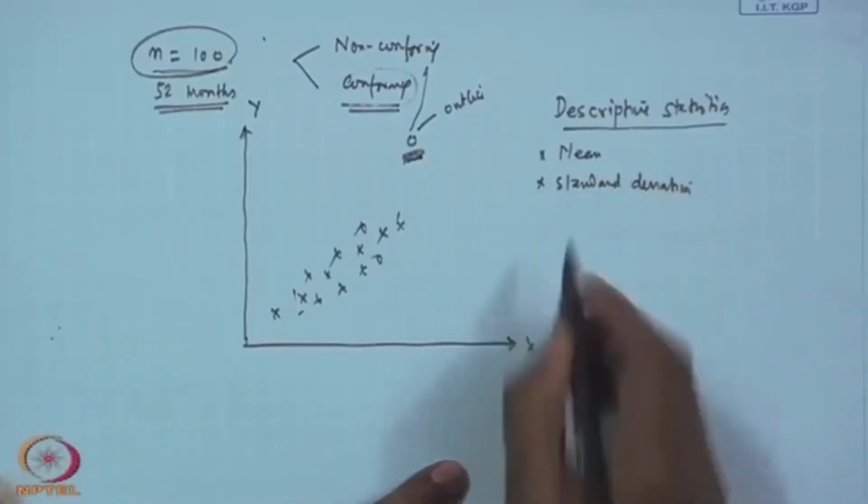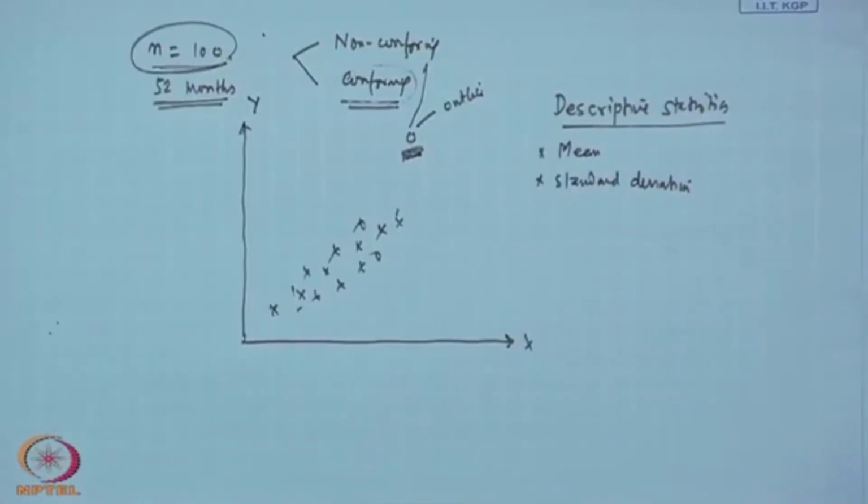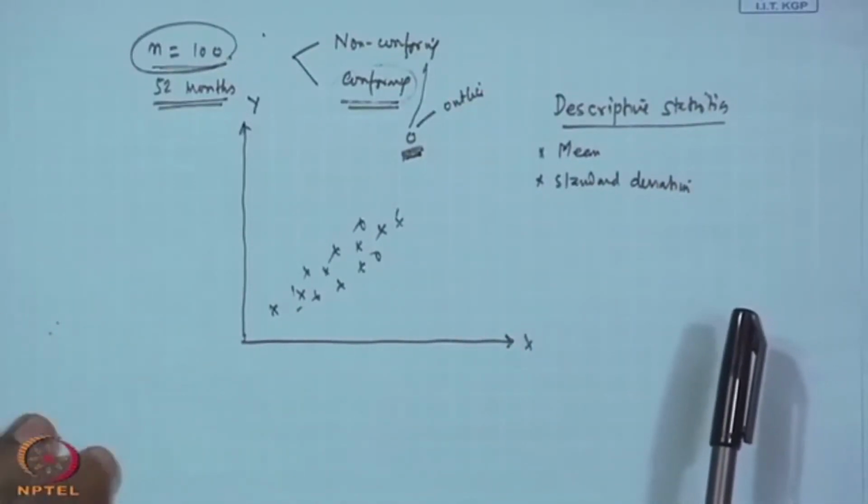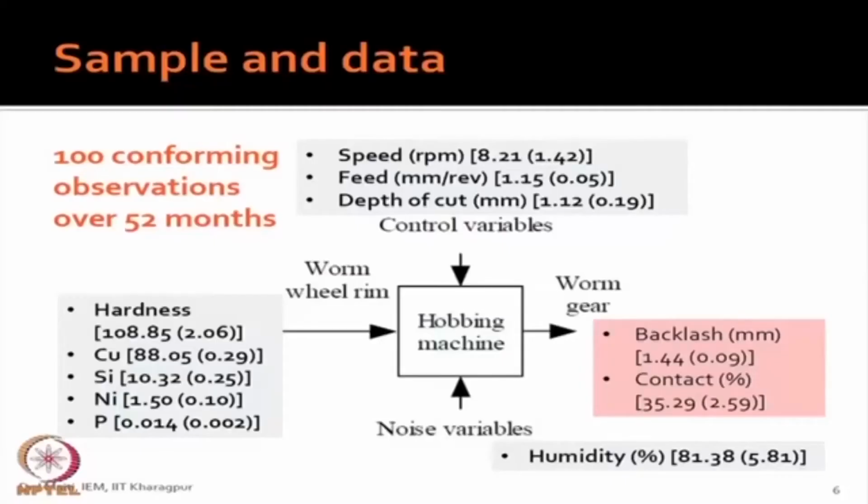This will give you much idea about the behavior of the process. Getting me? Now see, if I see the 100 wheel rim that is considered. So here the hardness mean value is 108.85, standard deviation is 2.06. Copper mean value is 88.05, standard deviation is 0.29. Silicon 10.32, 0.25. Nickel 1.50 and standard deviation is 0.01.